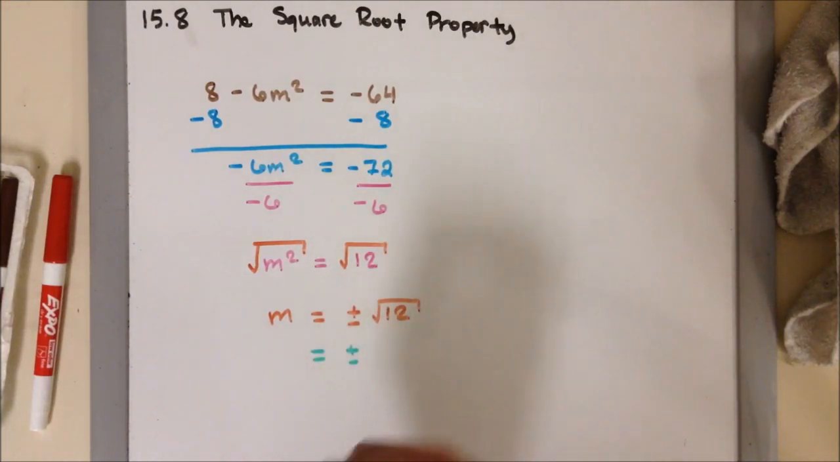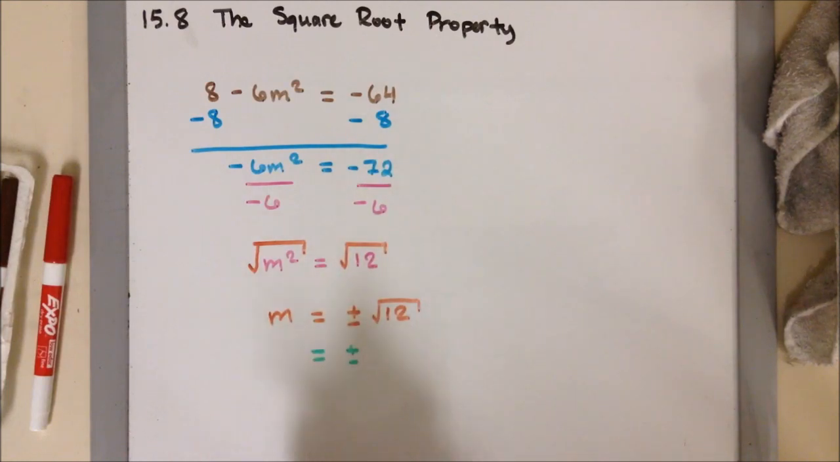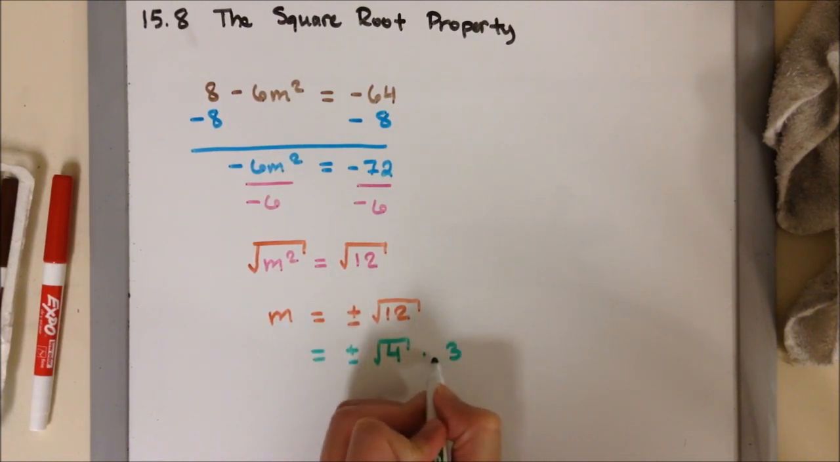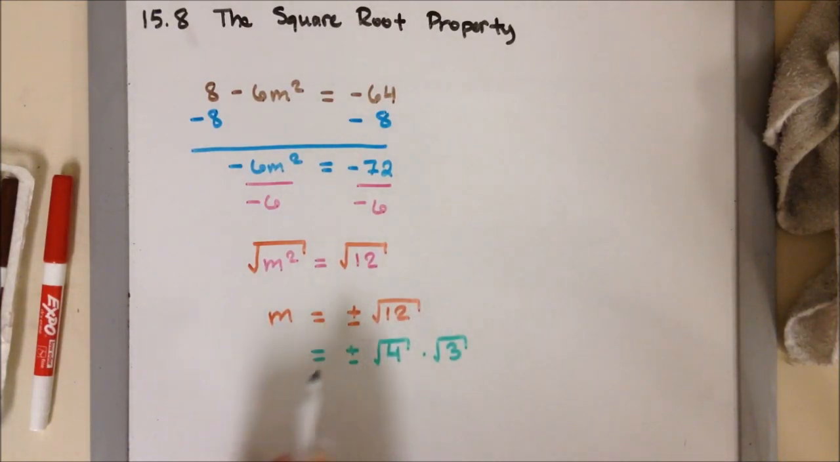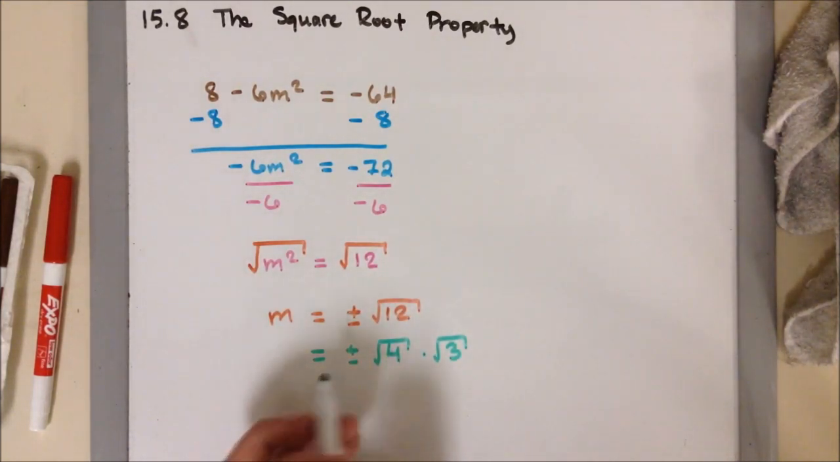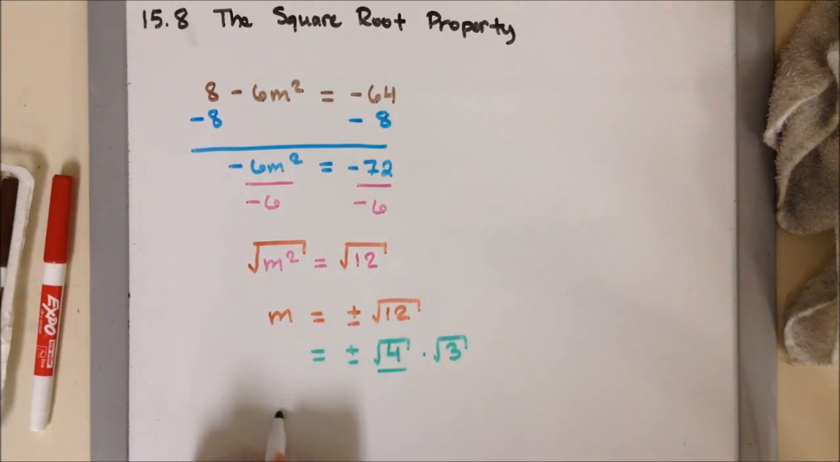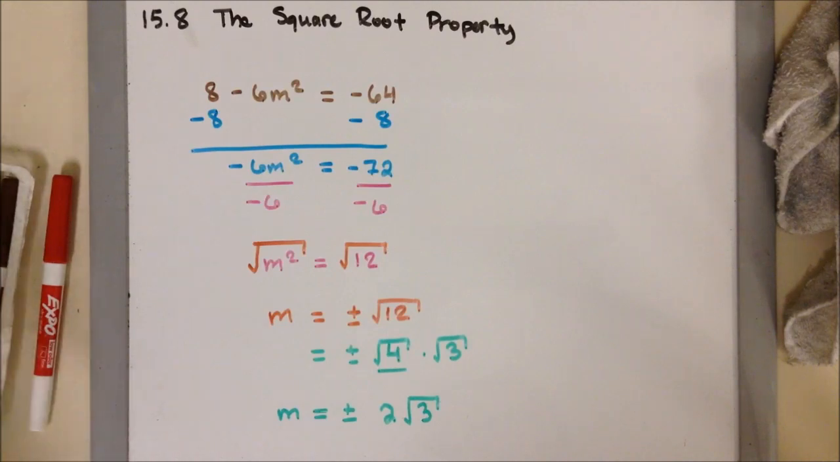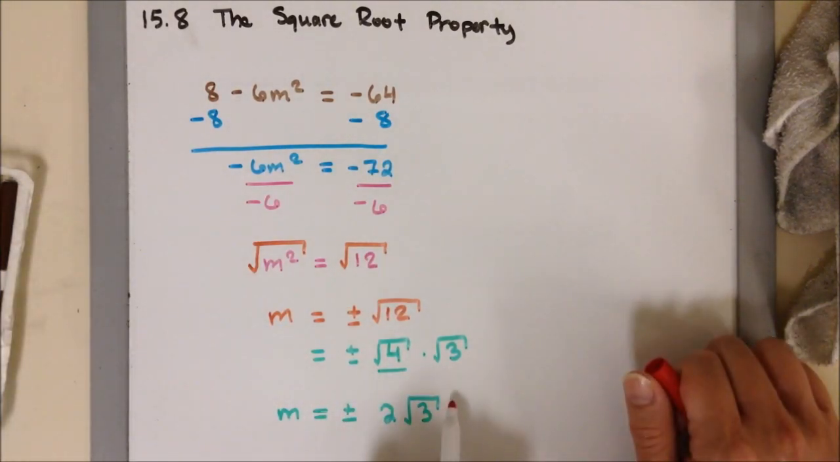So it's going to be plus or minus. We can break down 12 into two numbers, where one of the two numbers is a perfect square number. So in this case, I'm going to break it down to the square root of 4 times the square root of 3. Because 4 times 3 is 12, and 4 is a perfect square number. So you can actually simplify that. So it's going to be m equal plus and minus the square root of 4 will be 2. You can't simplify the square root of 3, so I'm just going to bring it down and put it next to the 2. And that's all you can do. So therefore, this is your final answer. Box that up.